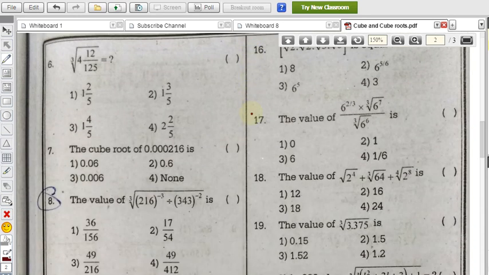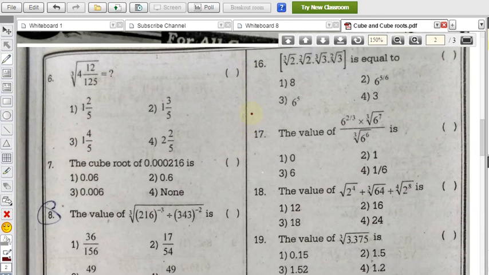Now let us continue with some more questions. Most of the questions, after converting fractions to decimals or decimals to fractions, we can easily find out.